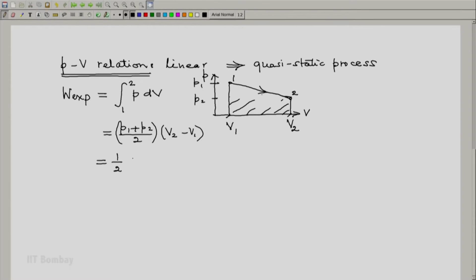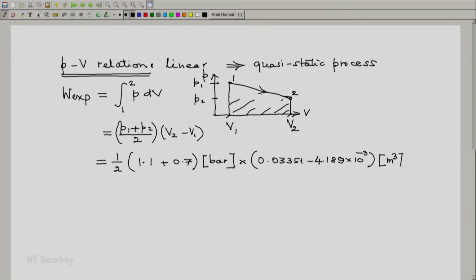Let us first substitute for pressure. The values of pressure are 1.1 bar for P1, 0.7 bar for P2. It's a good idea to write down the units just after that, multiplied by V2 minus V1, which is 0.03351 minus 4.189 into 10 raised to minus 3. This is volume, so that is meter cube. And when we multiply this out, you will get a value which is 0.02644, and the units will be bar meter cube.